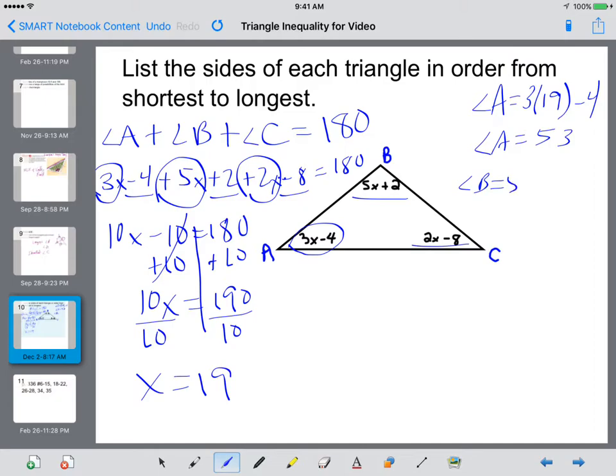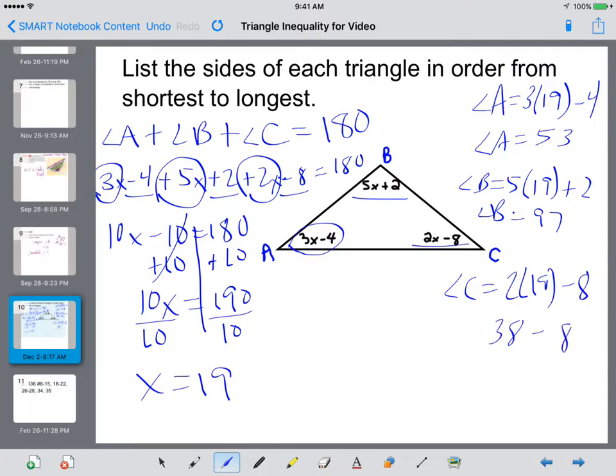Angle B would be 5 times 19 plus 2. So 5 times 19, well, I got 5 times 20 is 100. So we got 95 plus 2, there's 97. And angle C is 2 times 19 minus 8. So 2 times 19 is 38. Minus 8 would give us angle C is 30.